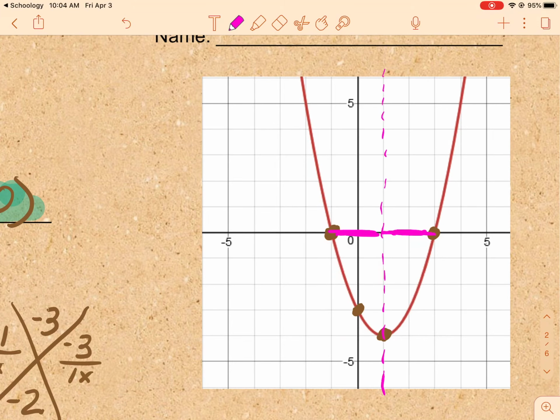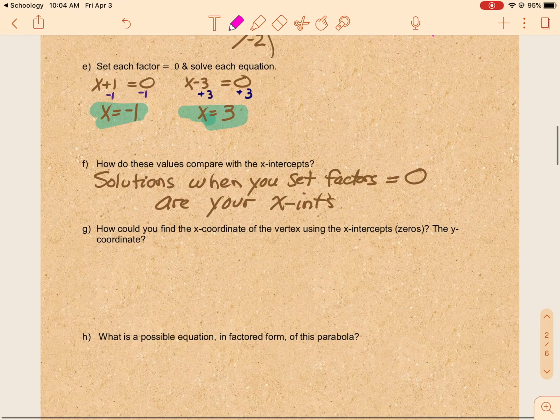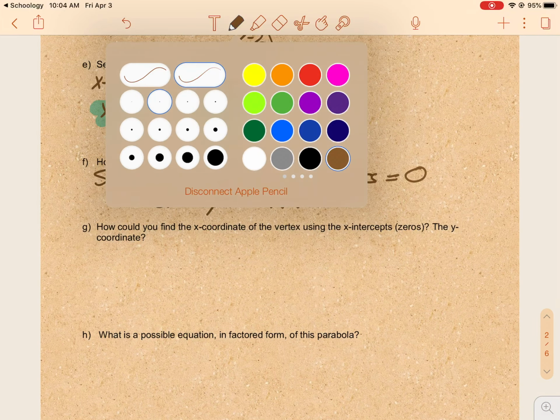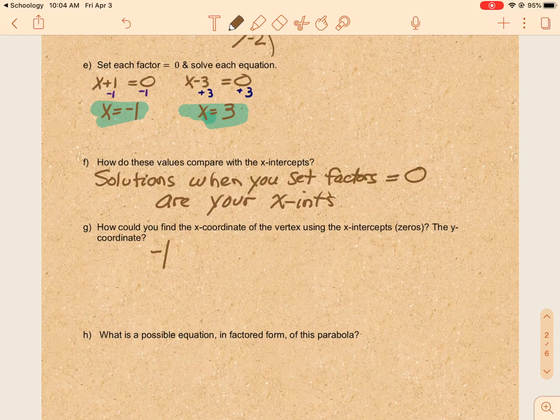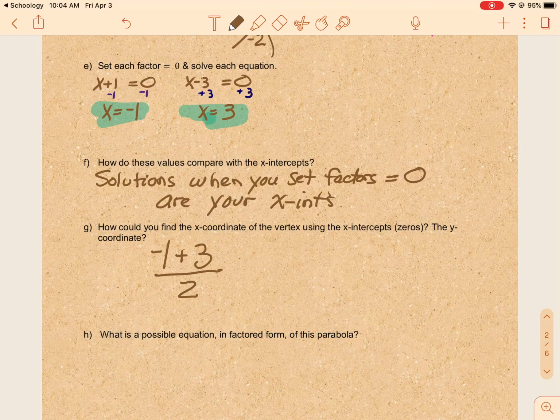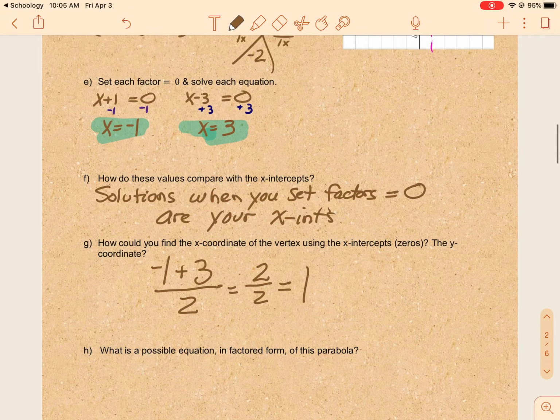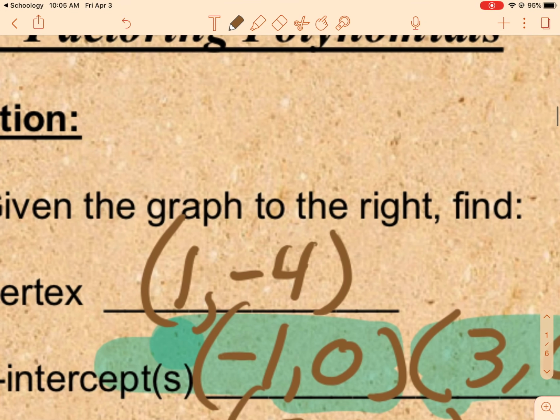And how do we find that? You take the average. If we look at our solutions of x = -1 and x = 3, we add those two numbers up and divide by 2, because we're finding what is directly in the middle of those. So -1 + 3 is 2, we're dividing by 2, so we're getting 1. Well, we knew our vertex was going to be at x = 1.